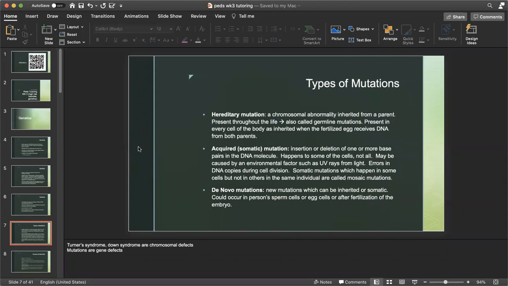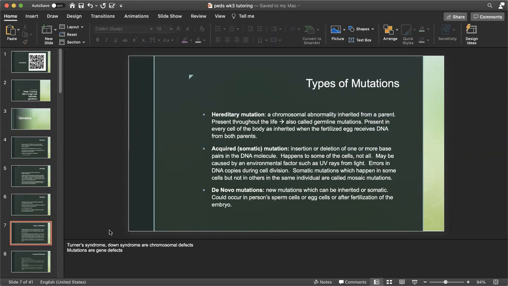So the different types of mutations. In the box at the bottom, I put that chromosomal defects are like Turner syndrome or Down syndrome, and mutations are gene defects. So these would be gene defects. Hereditary mutation is a chromosomal abnormality inherited from a parent. It's present throughout life and can also be called germline mutations. It's present in every cell of the body, as inherited when the fertilized egg receives DNA from both parents.